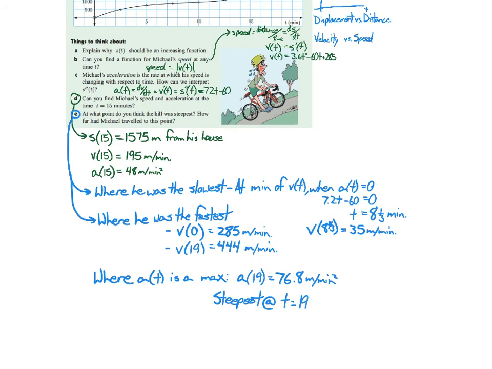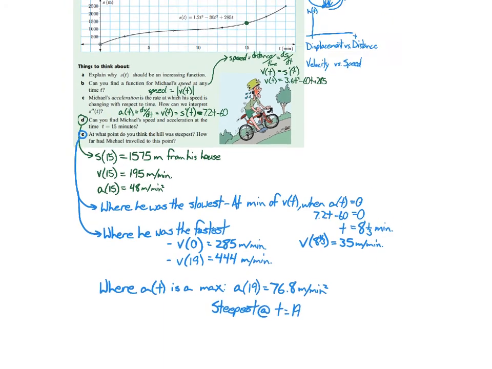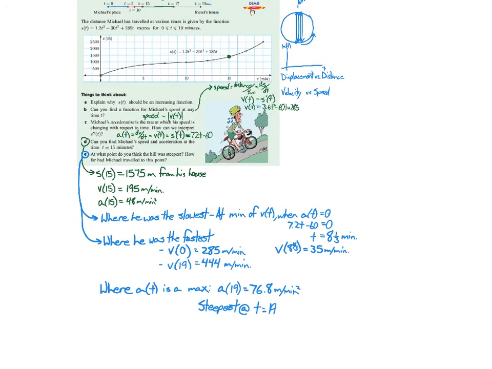And then we can go ahead and plug that. It says how far had he traveled at this point? Well, that was his destination, right? So it should be 1,575. No, 2,500. Should be 2,500. So S of 19 was 2,500 meters. All right, so that's a kind of problem that we could address.